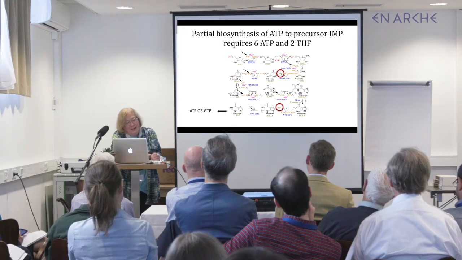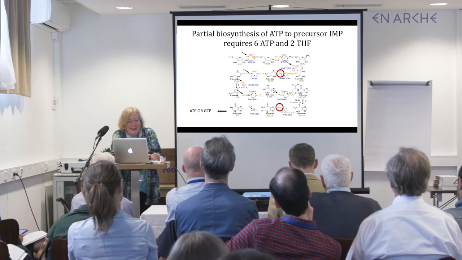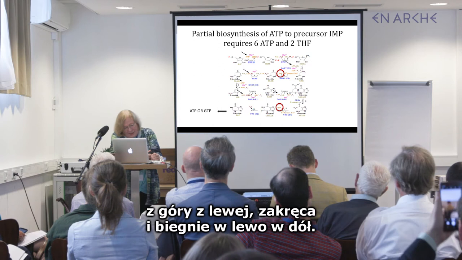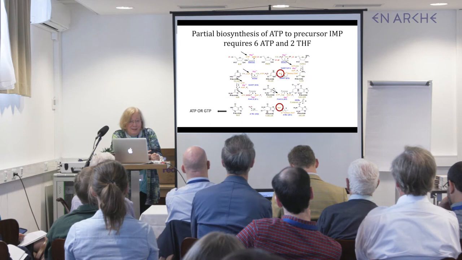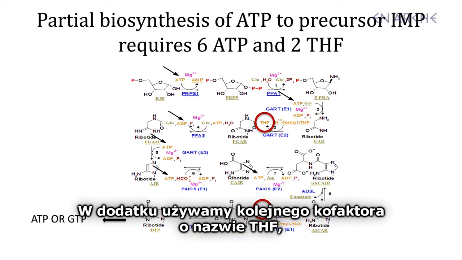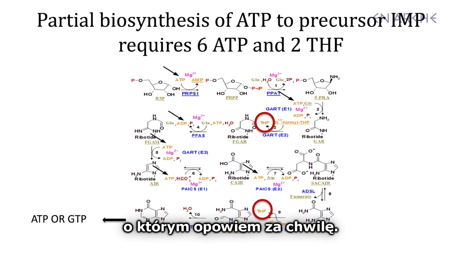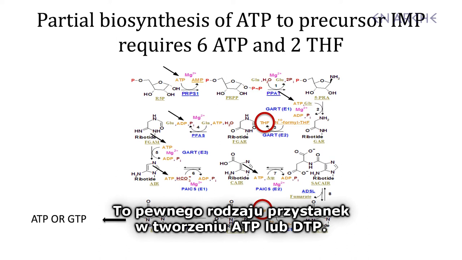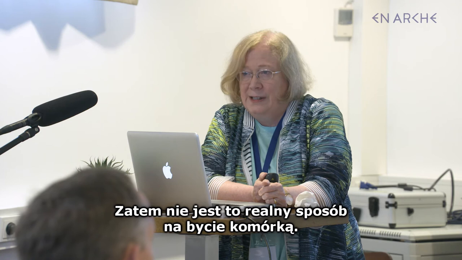In fact, if you follow the pathway to make ATP, wherever you see an arrow, this pathway goes from the top left, swoops around, and gets down to the bottom left. You use 6 ATP. Wherever the arrows are, you're using ATP as a cofactor. And in addition, you're using another cofactor called THF, which I'll talk about in a bit. And you haven't even gotten to ATP, you've just gotten to an intermediate called IMP, which is a source of nucleotides. It's one of the stopping points on the way to make ATP or GTP. So this is not a viable way to be a cell. You can't survive if you have to use 6 ATP to make an ATP.